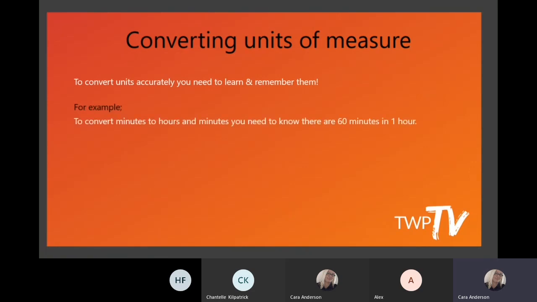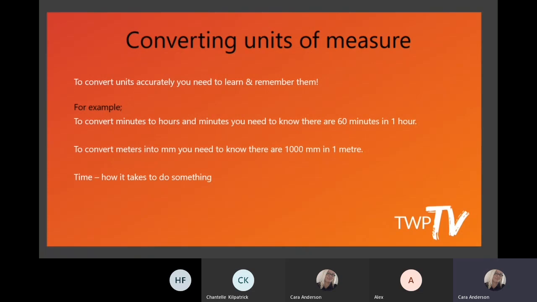So an example is, you may have to convert minutes to hours, so you're going to need to know that there are 60 minutes in an hour. You might have to convert meters to millimeters, so you're going to need to know that there's 1,000 millimeters in 1 meter. So you need to know how to go backwards and forwards between the different units and measures. The first one we're going to look at is time.